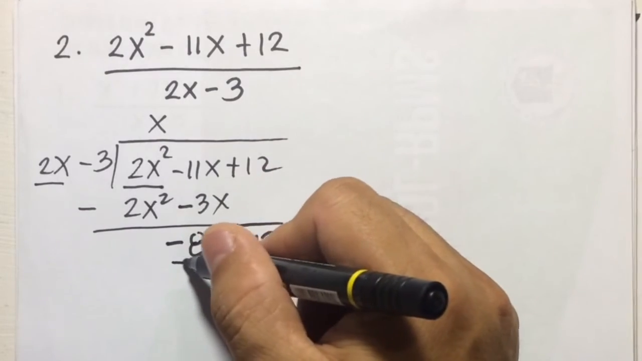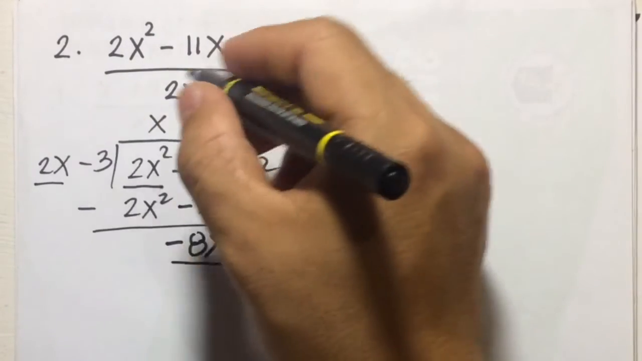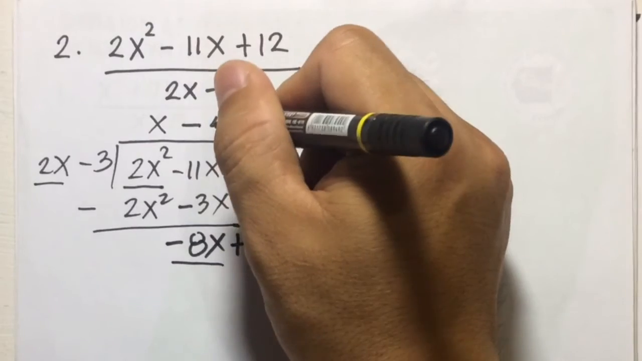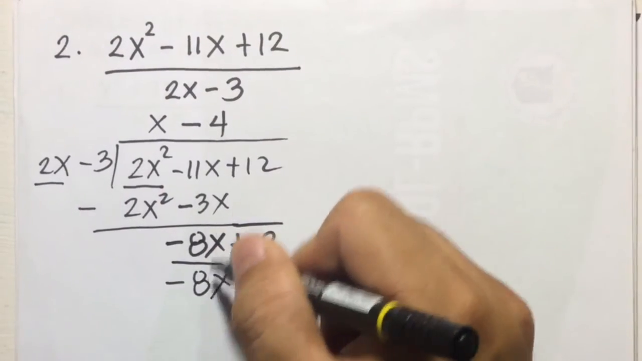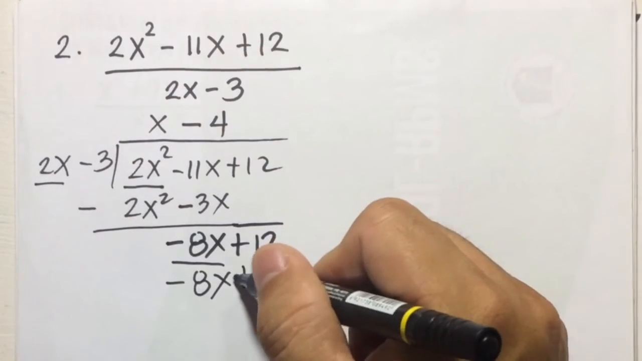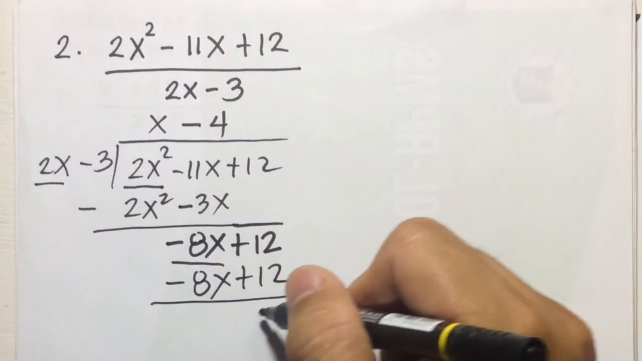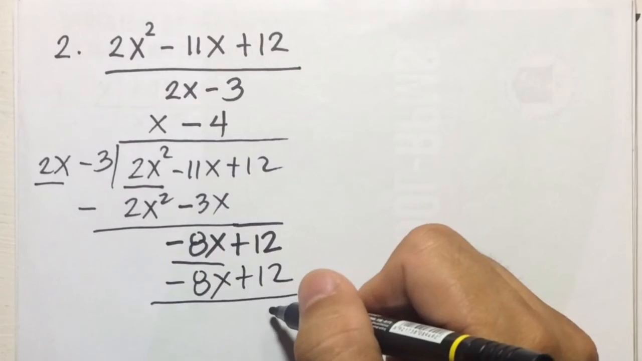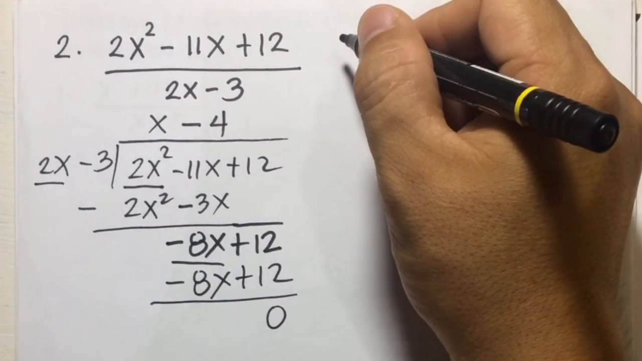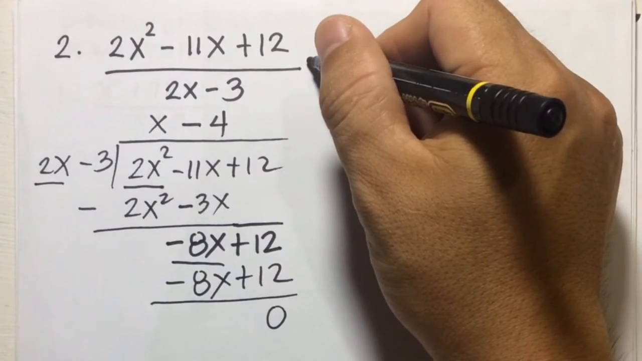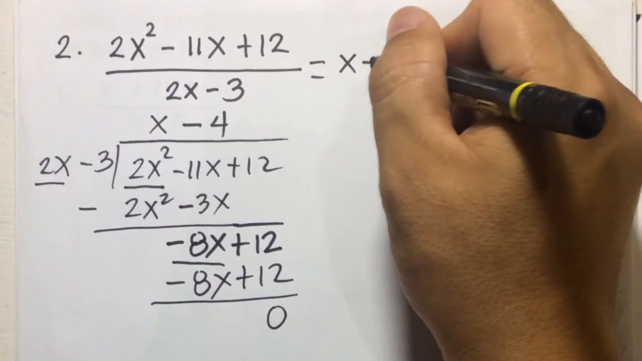Then same, divide this one with 2x, so the answer here will be negative 4. Then multiply, negative 4 times 2x will be negative 8x. Then negative 4 times negative 3 is positive 12. And subtracting the two, the answer will be 0. So 2x squared minus 11x plus 12 divided by 2x minus 3 is equal to x minus 4.